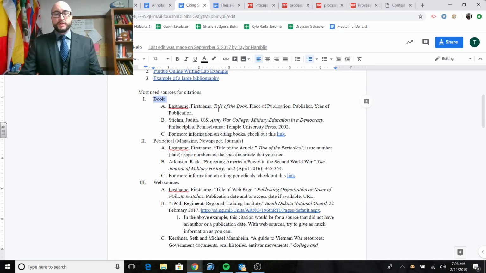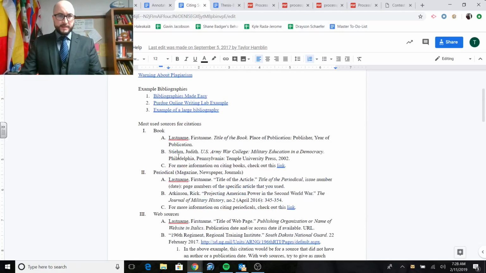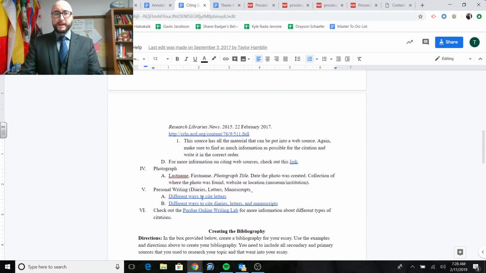We have book. So this is exactly how you would write a book. You have the last name, first name, title of the book, place of publication, publisher, and year of publication. You do need to write it just like that. So these are all the different ways you could do it. You can see I got periodical, web sources, photograph, personal writing.